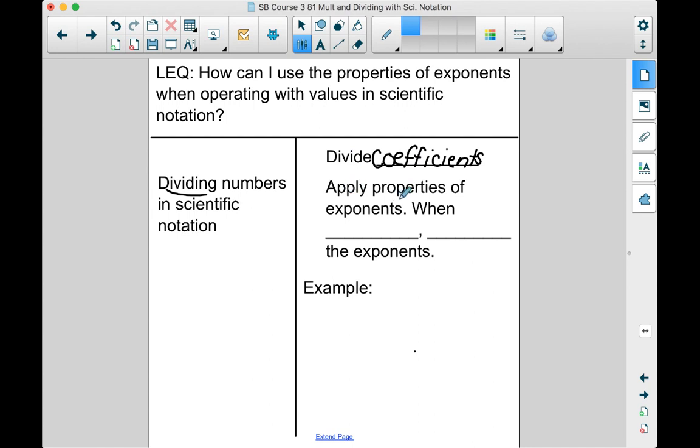Again, we're applying the properties of exponents. So when dividing, we subtract the exponents.